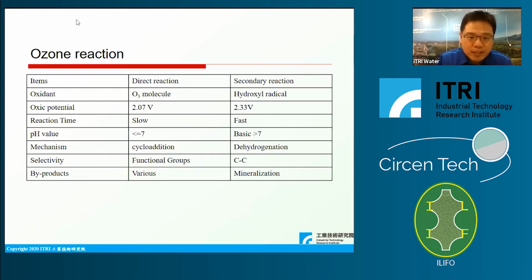And the most important thing is the byproducts. Using ozonation, the byproducts vary, as the bonds of the compounds are broken. But if you use the hydroxyl radicals, they can mineralize the CODs into CO2, carbon dioxide. So if you use ozone without a high dosage, we can transform the organic COD compounds into smaller parts, or detoxify the CODs.